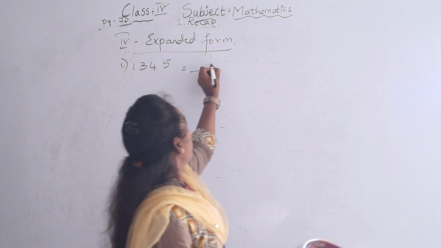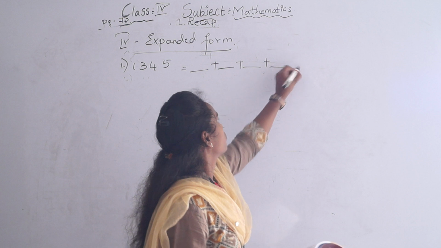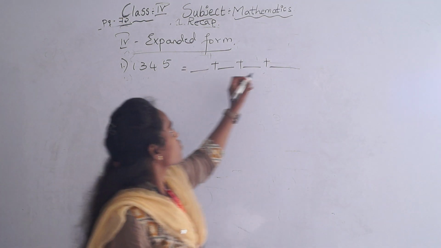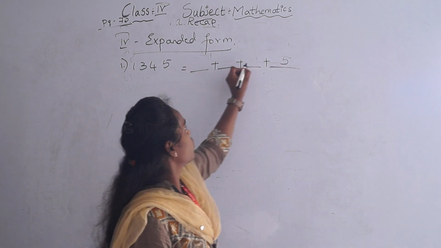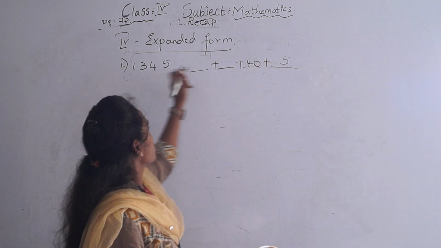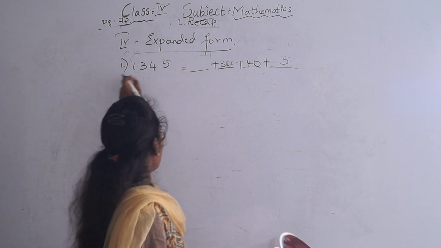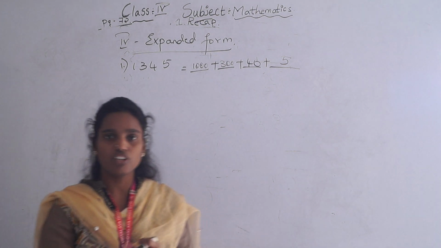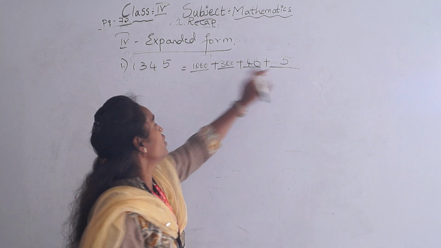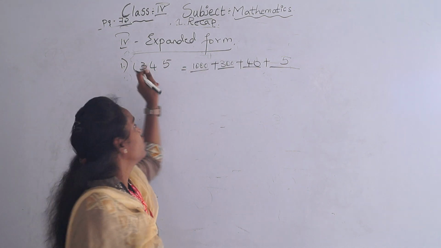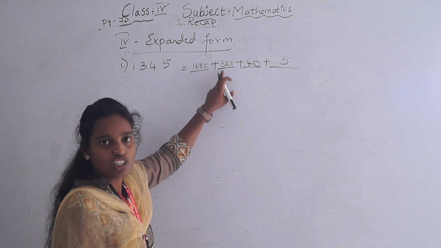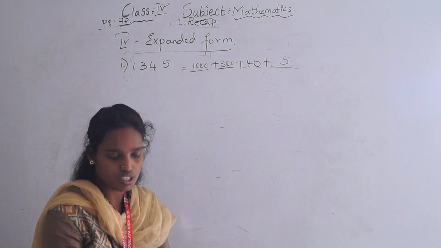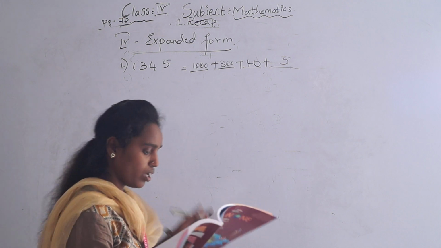Okay, so how will we write the expanded form? Now we should start from the ones place. So ones place is 5, tens place is 4, it is 40, hundreds place is 3, that is 300, thousands place is 1, that is 1000. Can I repeat one more time? Ones place is 5, tens place is 40, hundreds place is 3, so we are writing 300, and thousands place is 1, so we are writing 1000. Okay, shall I do one more?